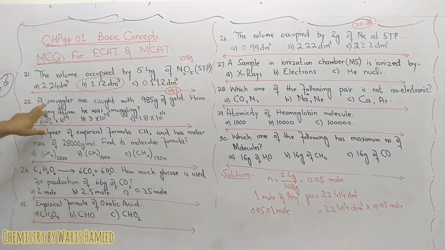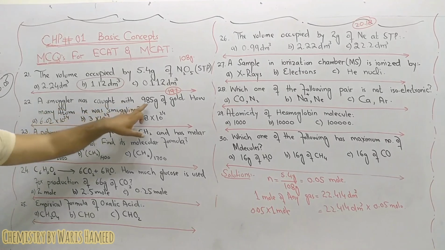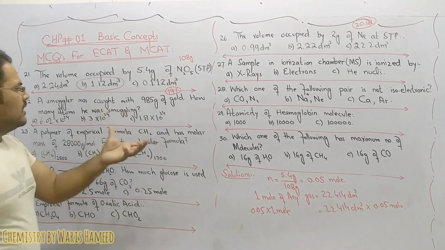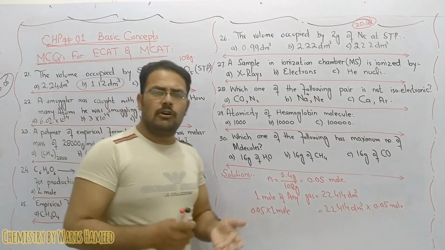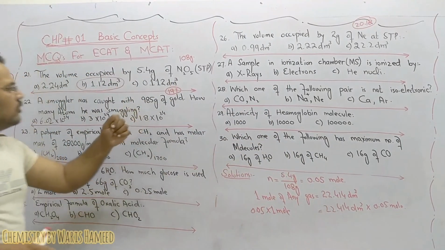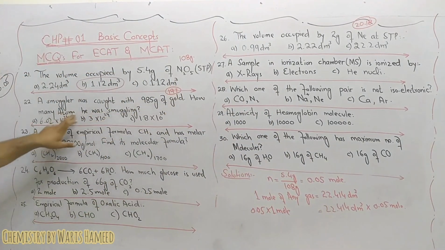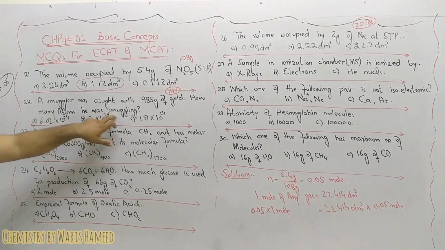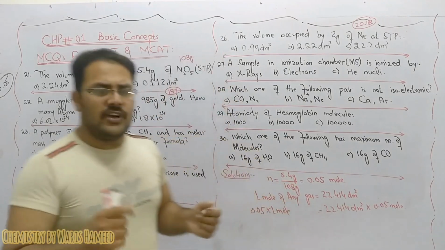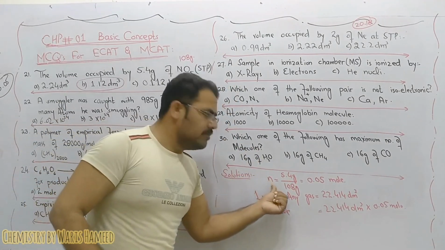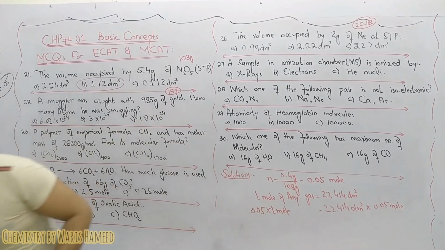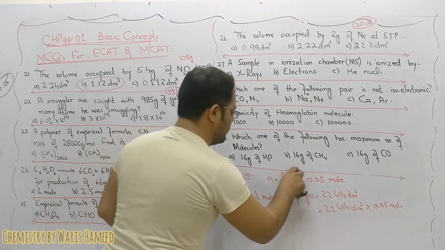Next MCQ: a smuggler was caught with 985 gram of gold. A smuggler was smuggling the gold and he has 985 gram of the gold. Now how many atoms was he smuggling? First of all, again we have to calculate the number of mole of the given amount.